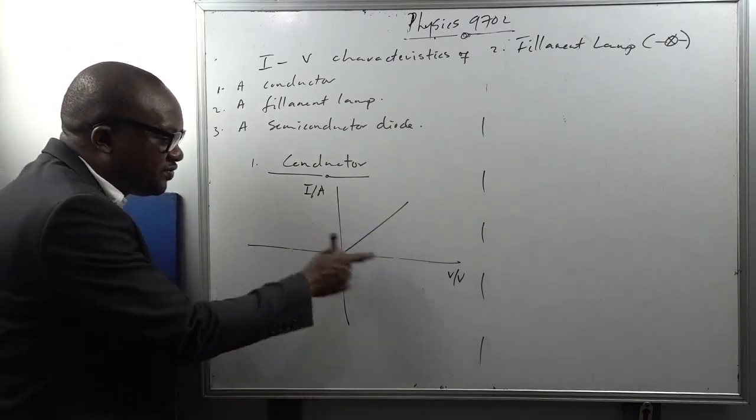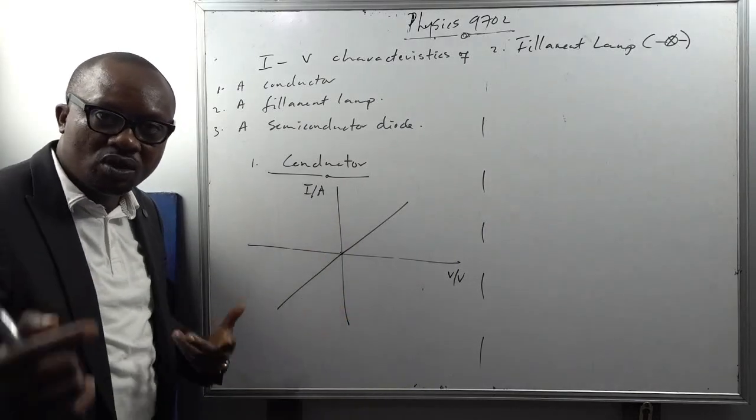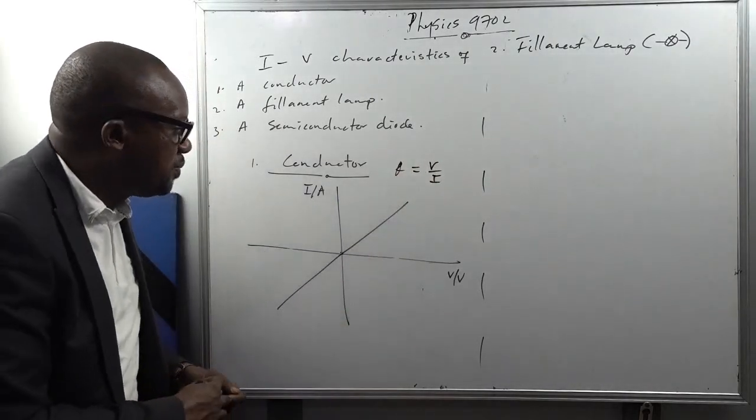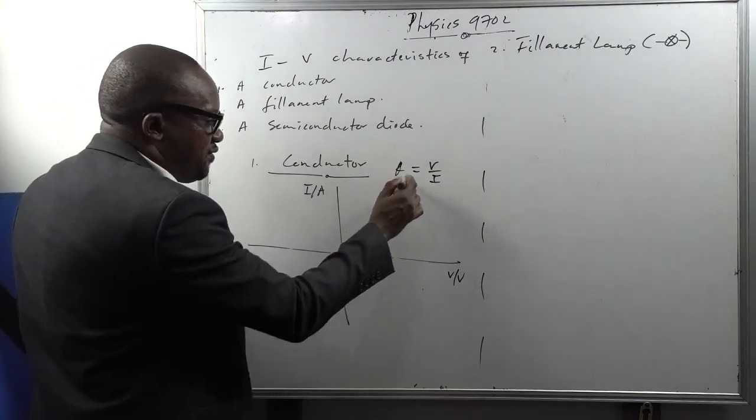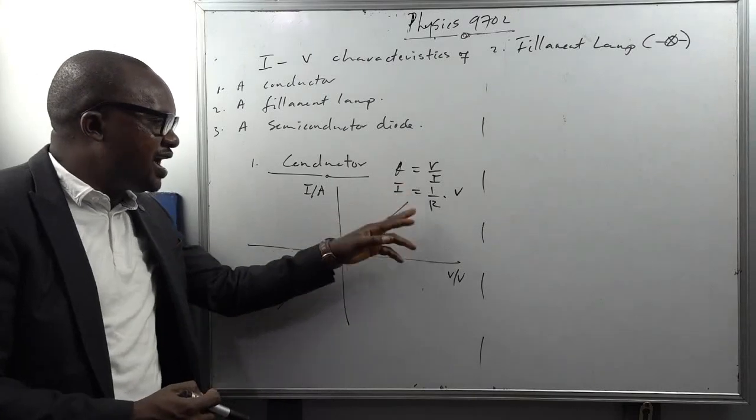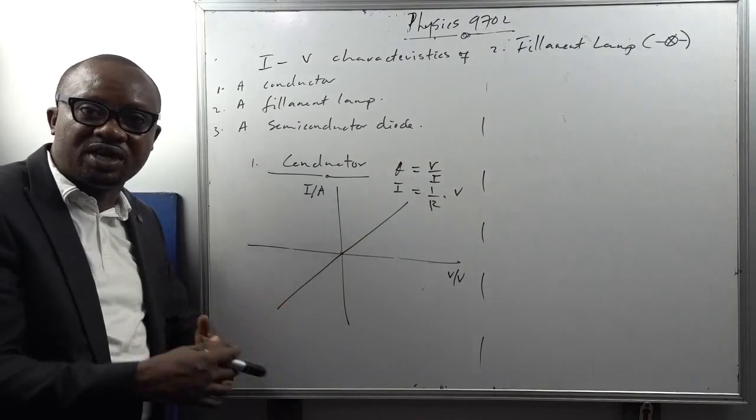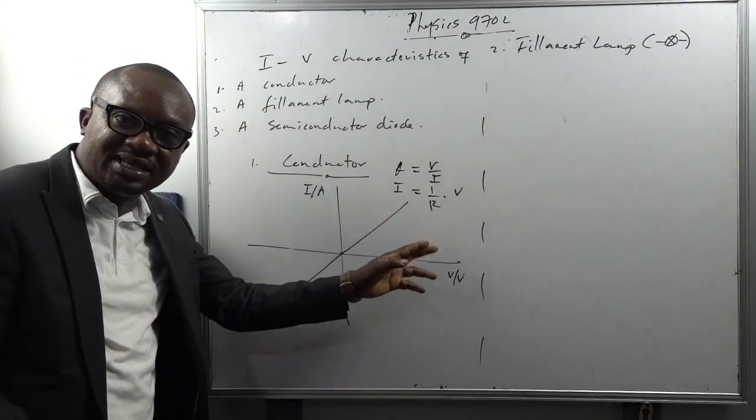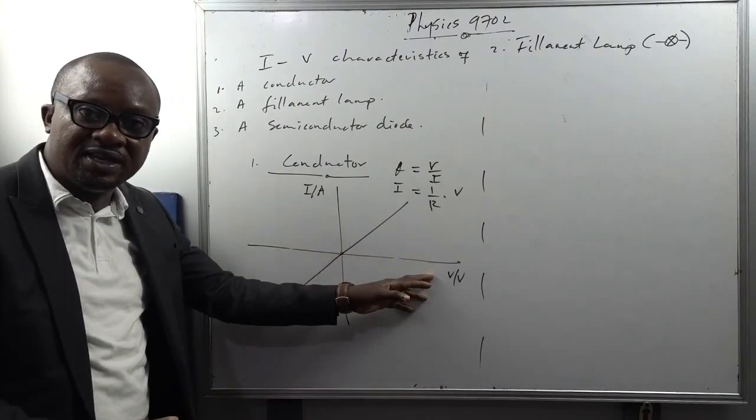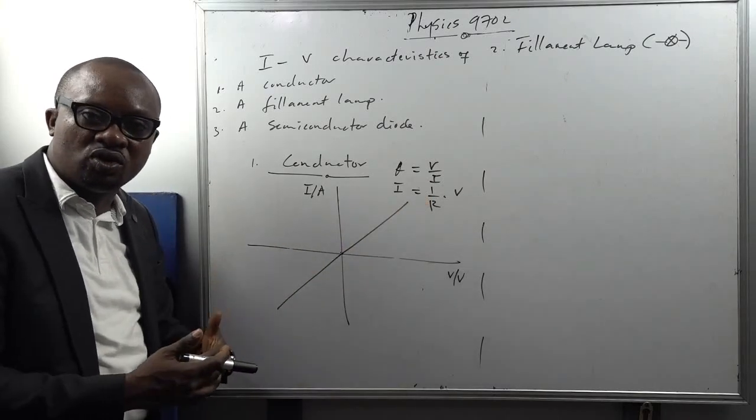Now, on this graph, the resistance represents the inverse of the gradient. Why? Because resistance is the ratio of the PD to what? To current. So I becomes 1 over R times what? V. So if I plot the graph of I against V, the gradient of the graph is the inverse of resistance, which is referred to as conductance. The inverse of resistance is referred to as what? Conductance.